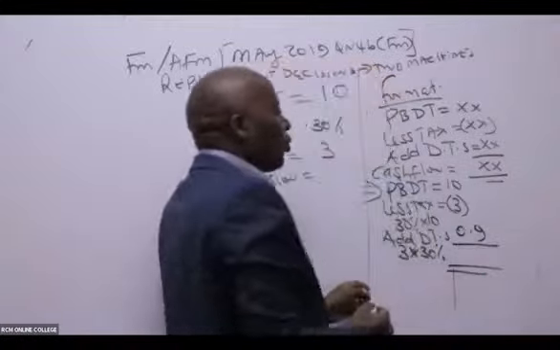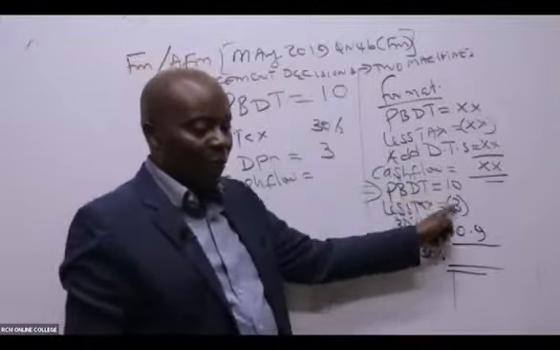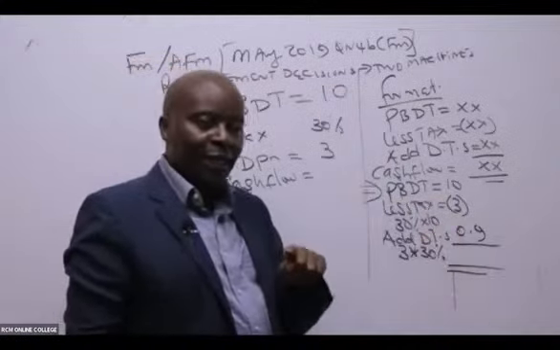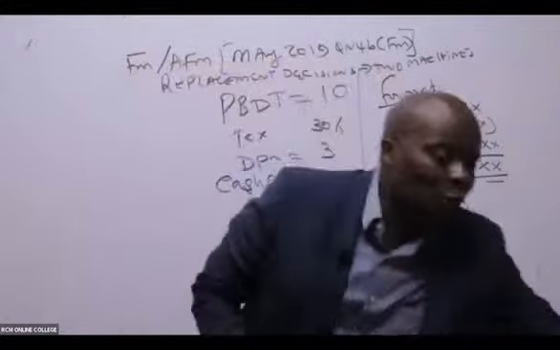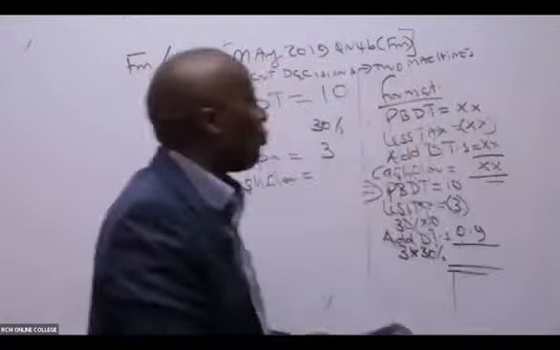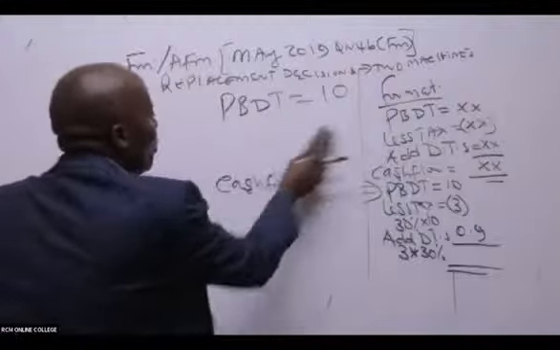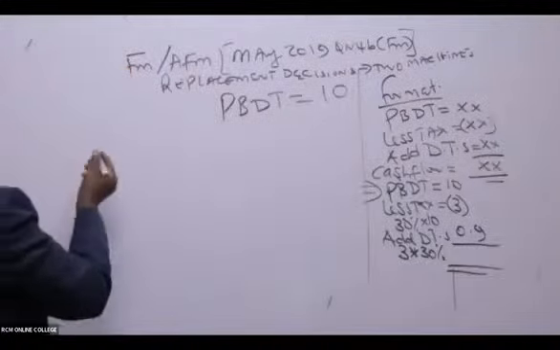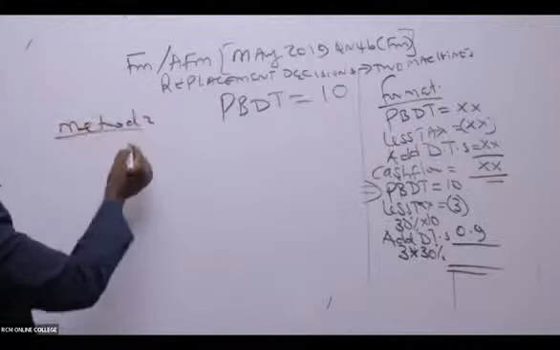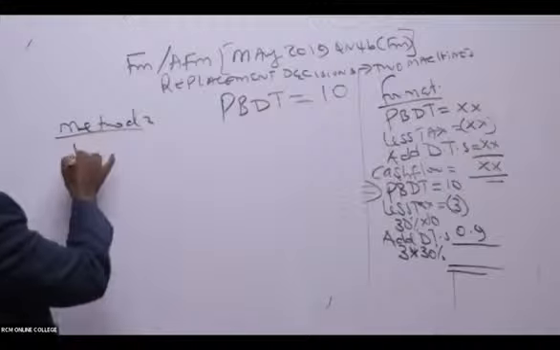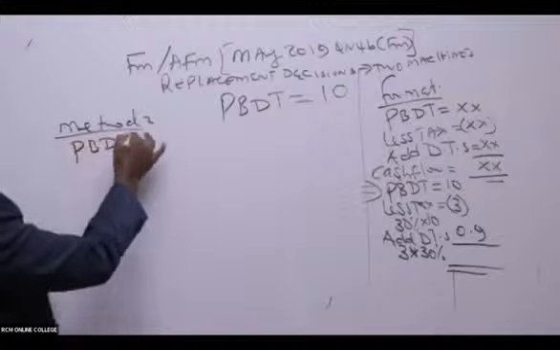Meaning that our cash flow will be 7.9. We have got many ways of doing it. Another student, another ninja, would have come and used another method, whichever you decide to use. So method 2, ladies and gentlemen: we have profit before depreciation and tax of 10.